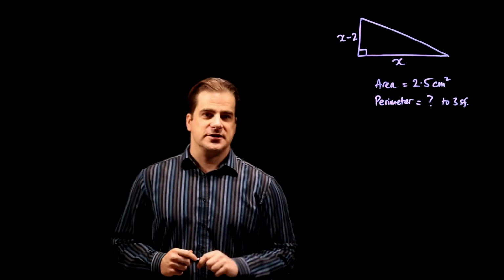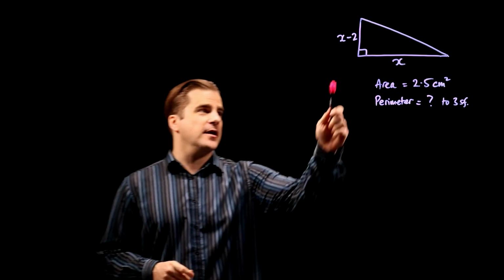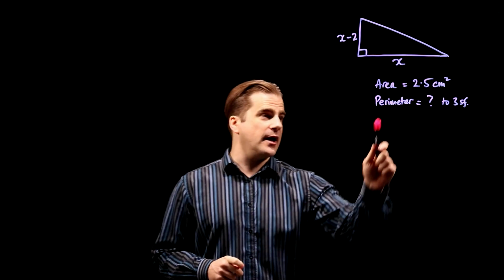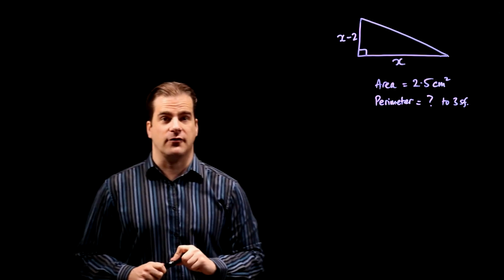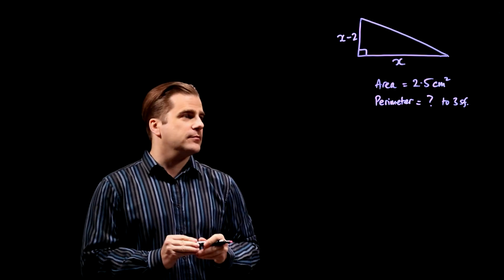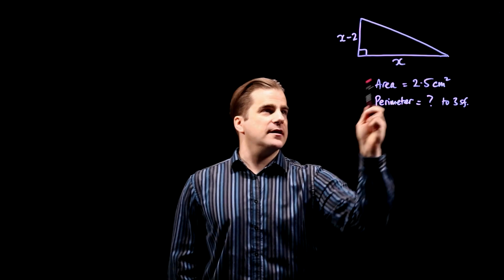Okay, that's the question. Not much to go on. We've been given a simple triangle, right-angled. We're told what the area is and we have to find the perimeter to three significant figures. Okay, well, first thing we're told is the area is that.